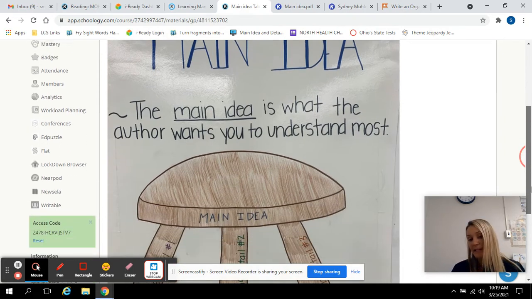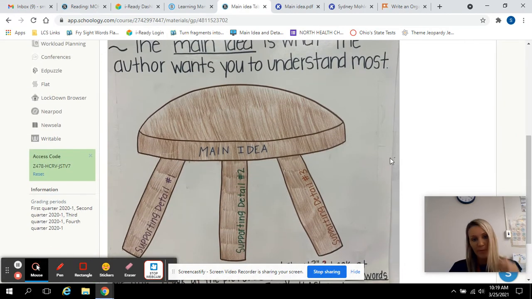What I think of main idea, think of it like a tabletop. The main idea is the most important part, the biggest part of the story. So that's why it's the tabletop, or it kind of looks like a stool, either way. And then we have our legs, or our details, that hold it up or support it, just like the legs hold up the top of a table. The details hold up the main idea. We will not be getting into details yet, so we're just focusing on this big piece right here.